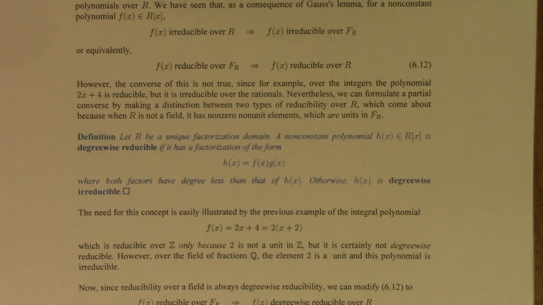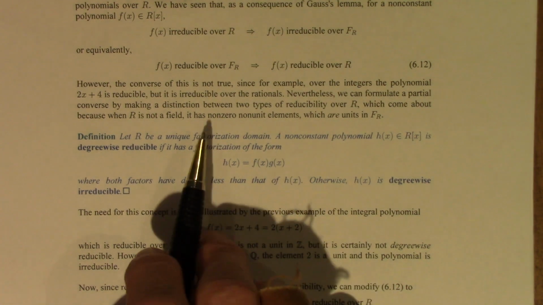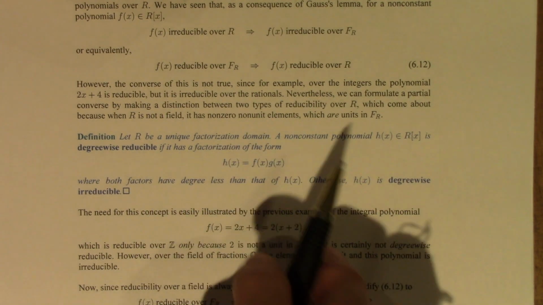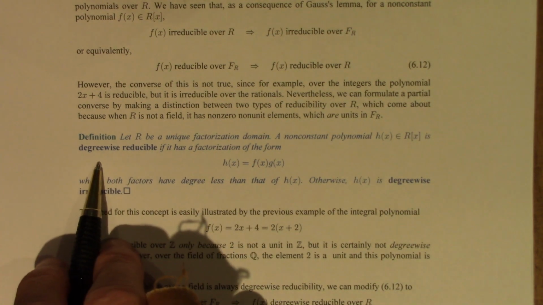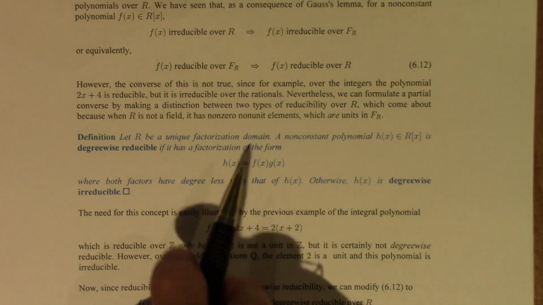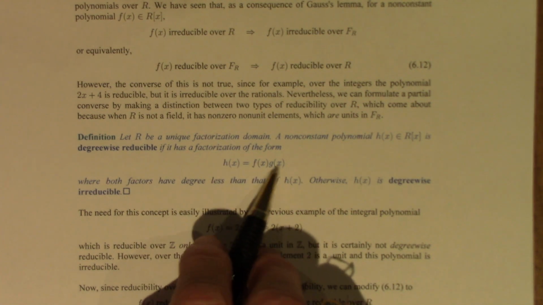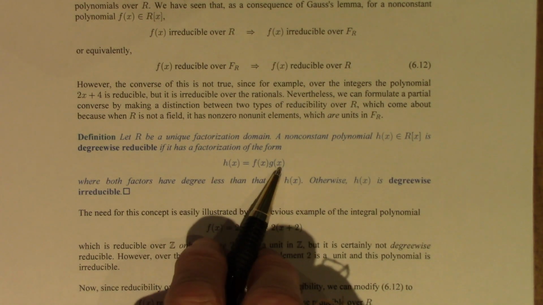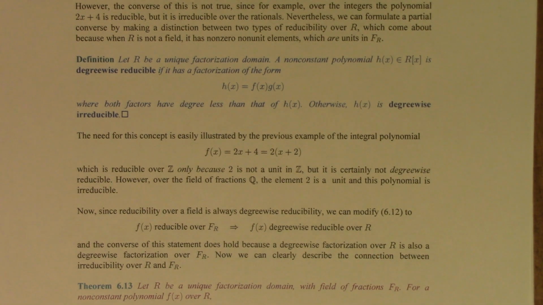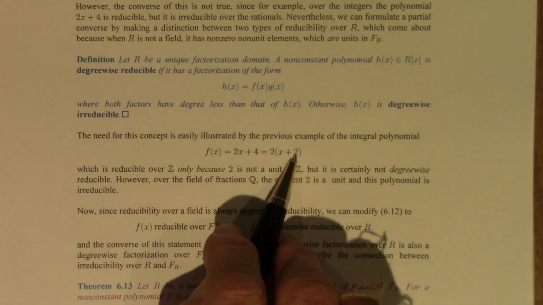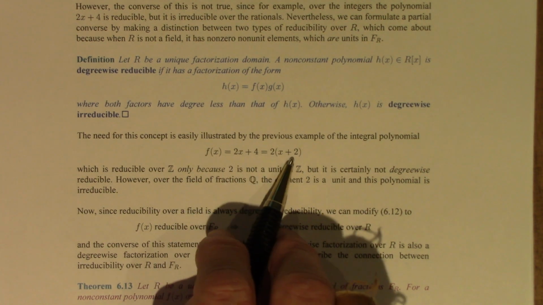So to try to express this as clearly as possible, I decided that a term would be useful. If R is a UFD, a non-constant polynomial h of x over R is degree-wise reducible if it can be factored into a product of polynomials of smaller degree. Simple, just a convenient term. And I just discussed why this is an important term.